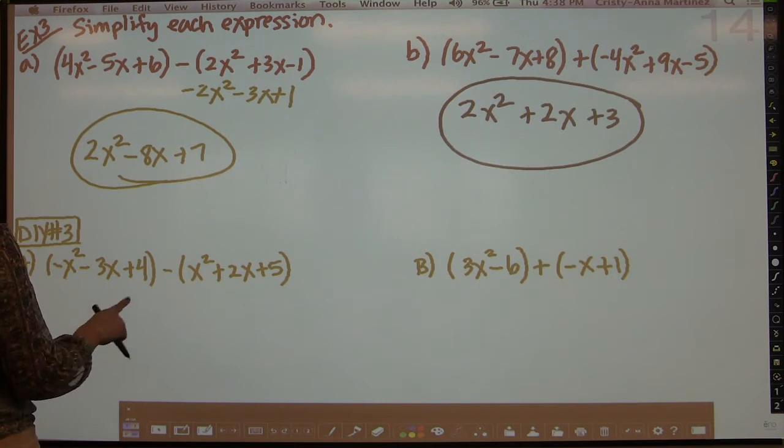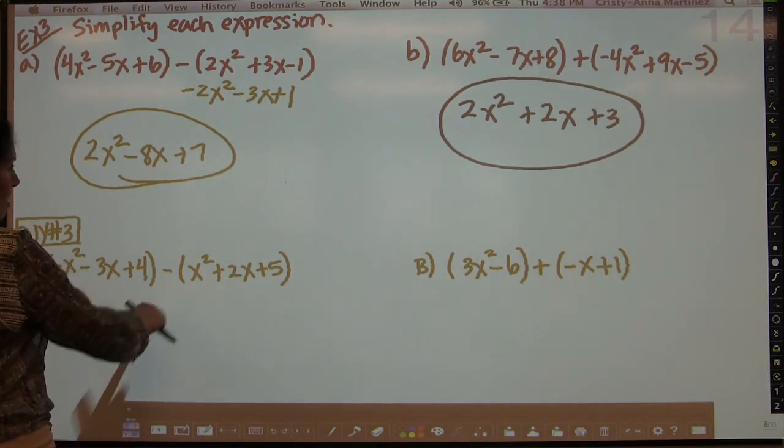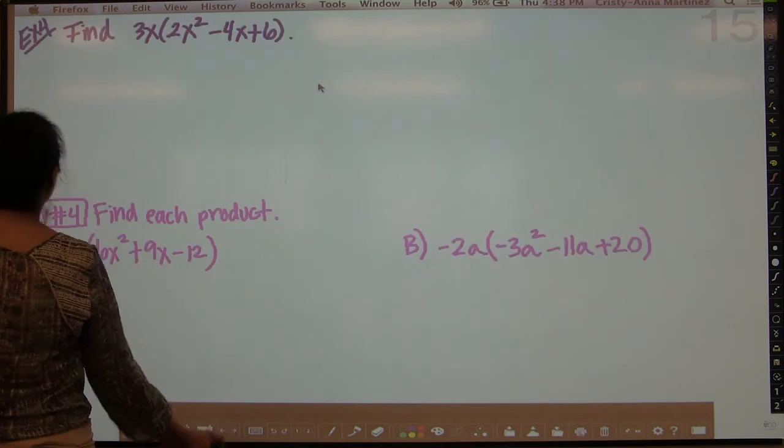And so now you can try do-it-yourself number 3. Remember to distribute the negative here, and then you will be good to go.